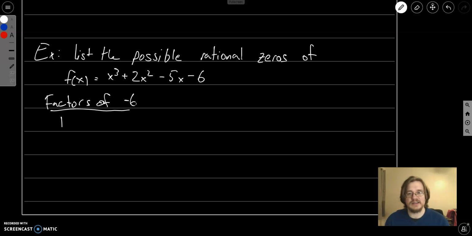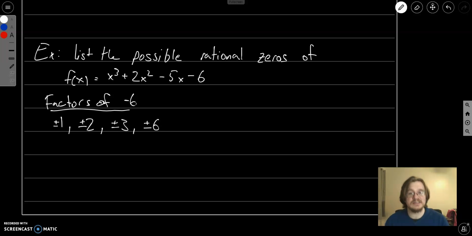Well, 1 divides negative 6, and to be a little bit more succinct, not only does 1 divide negative 6, but negative 1 also divides negative 6. So plus 1 and negative 1. 2 also divides 6, so plus 2 divides it, but so does negative 2. 3 divides 6, and so does negative 3. And 6 divides 6, but also negative 6 divides 6.